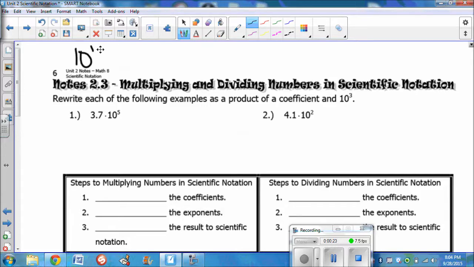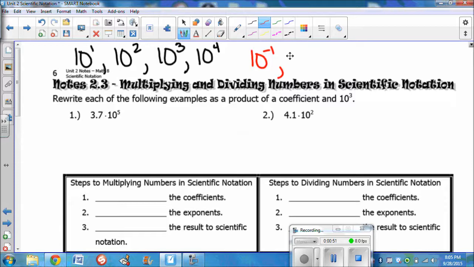A 10, that's 10 to the first. Then 100 is 10 to the second. Or 1,000 is 10 to the third. We could go up further and say 10,000, 10 to the fourth. And then let's go back the other way, where we could say a tenth, that's 10 to the negative 1. Or 100th, that's 10 to the negative 2. Or 1,000th, 10 to the negative 3. Or a 10,000th, 10 to the negative 4.